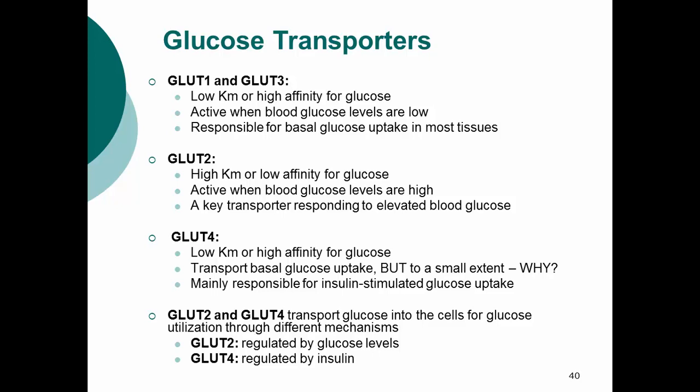And group 4 is low Km and high affinity. So group 4 is different, because we know that group 4 depends on insulin, right? If we have a lower insulin, the majority of group 4 is located inside of the cell, not on the cell surface. So group 4 is different, it depends on insulin.